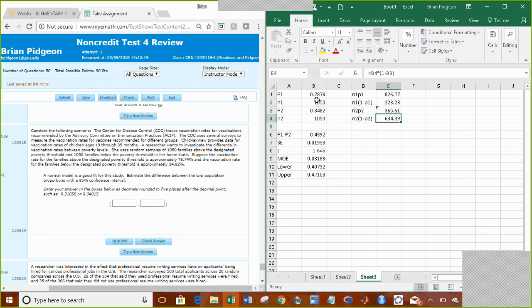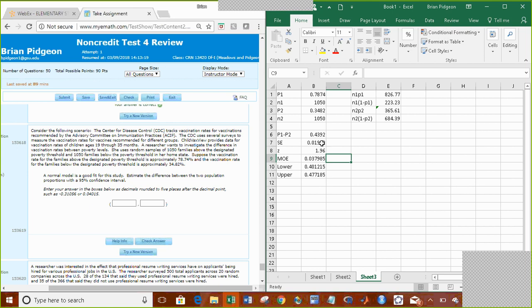Wow. Note that I don't know why this is giving me a warning, B4 times B3. I don't care, I'll just leave it, it's right. So all of these are bigger than 10, and it says a null model is a good fit for the study because all these are greater than 10. And then we're looking for a 95% confidence interval, so that means Z is 1.96. And everything else should be the same. Here's our point estimate for the difference. So that tells you that 44% more of the above poverty families vaccinated.